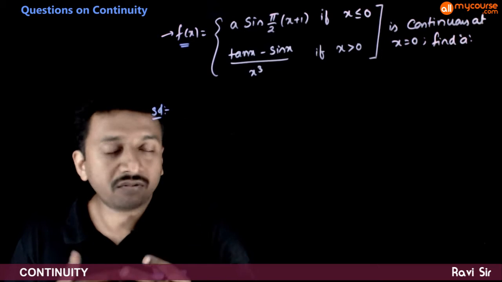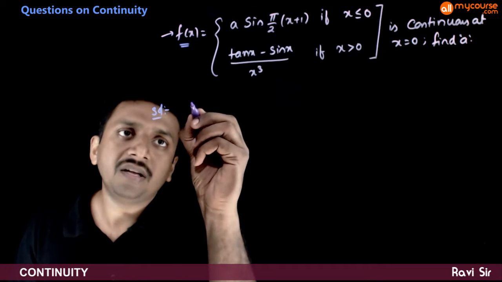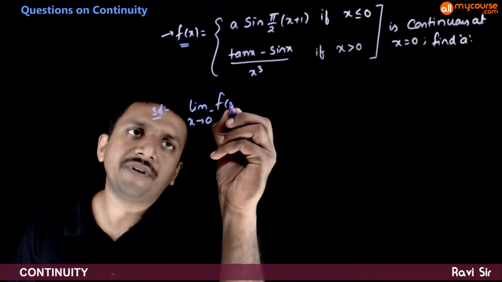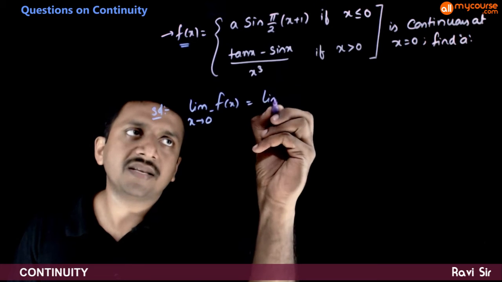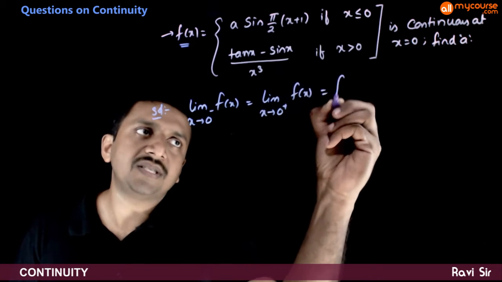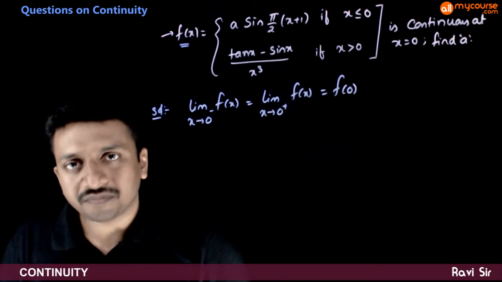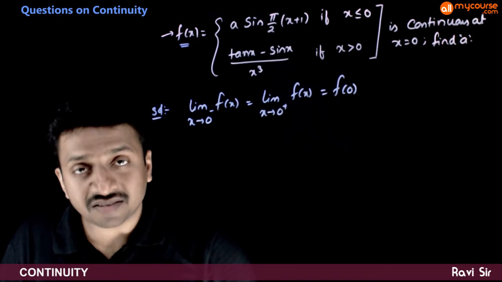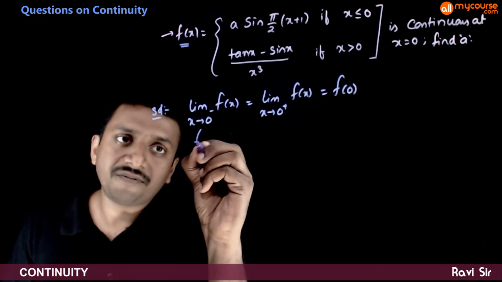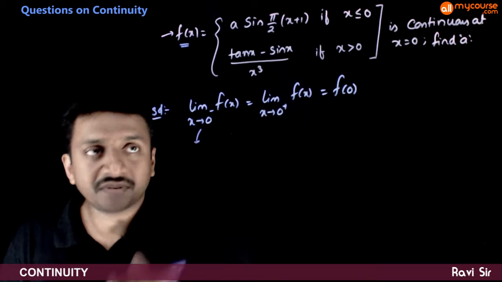So again, we'll use the condition for continuity. Limit x tends to 0 minus f of x has to be the same as limit x tends to 0 plus f of x, which has to be the same as f of 0. So now let us find each of these limits.